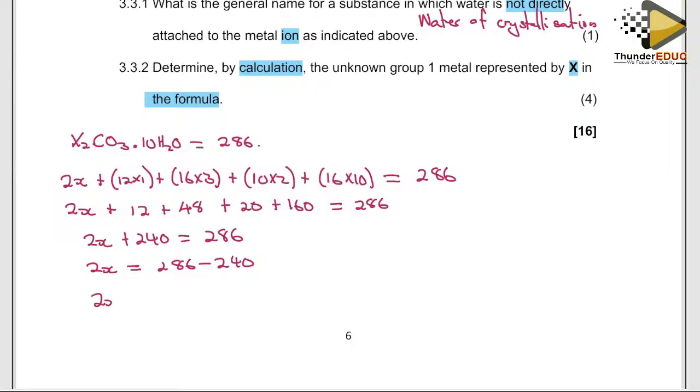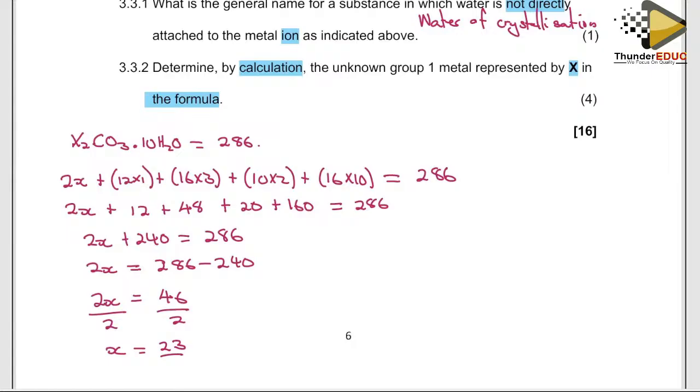So 2x is equivalent to 46, right? So that's a 2 there. Therefore, after that, I'm supposed to make x the subject of the formula, so I'm supposed to divide there. So it's 2, 2. Therefore, your x there: x is 46 divided by 2, which is 23, right? So this is the relative atomic mass that we're actually getting.